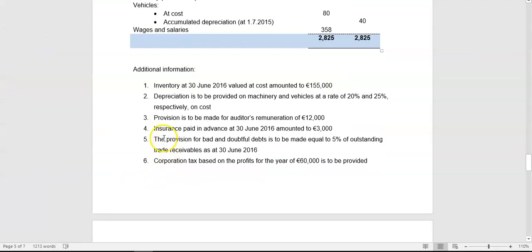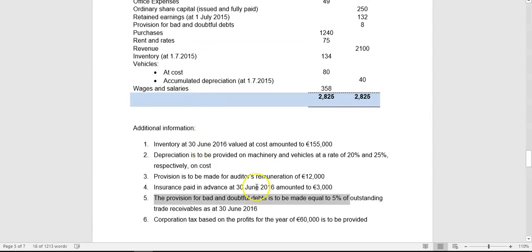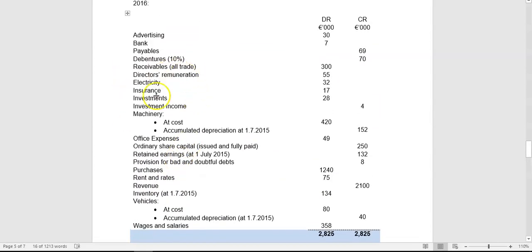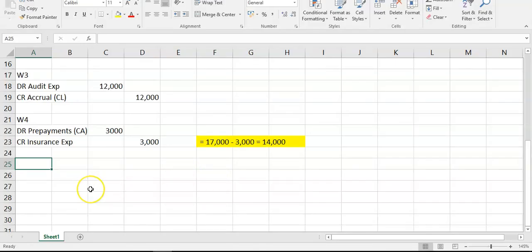So your next note then, note 5, is the provision for bad and doubtful debts should be made equal to 5% of outstanding receivables. So there's no mention of bad debts here. What we're told here, the provision for bad debts is 8,000. Current trade receivables are 300,000. And we're to make 5%.